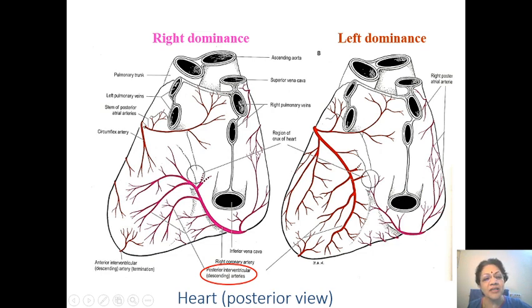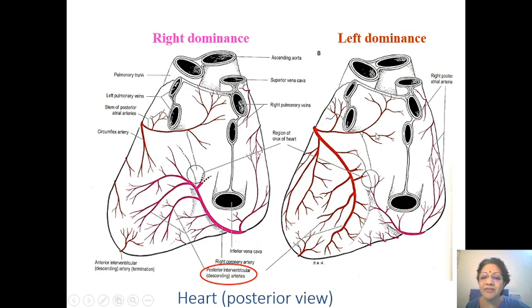Whereas the left one didn't participate. It didn't even come to this point, which is called the crux of the heart, which is between the left atrium, right atrium, left ventricle and right ventricle. So that point of the crux, this artery has not even arrived there. It has taken care of the atrial territory, to some extent the ventricular territory, but is not coming up to the interventricular septum yet. So this is a right dominant type of coronary circulation.